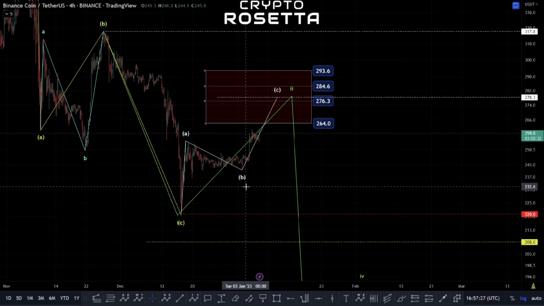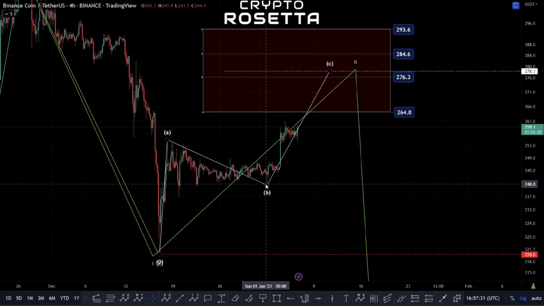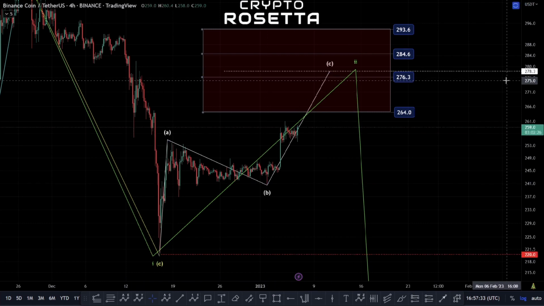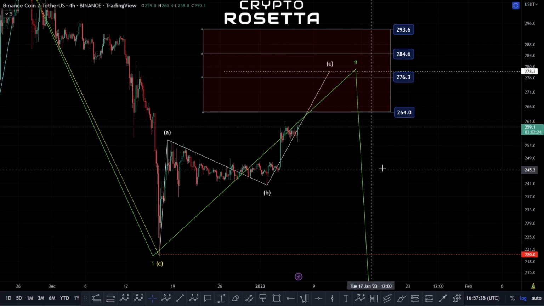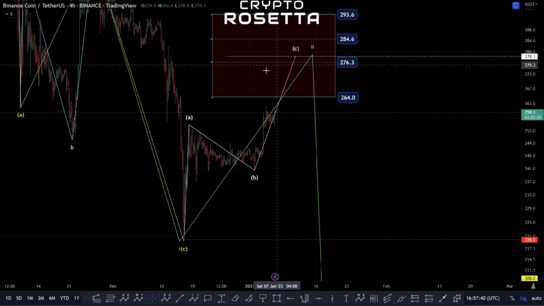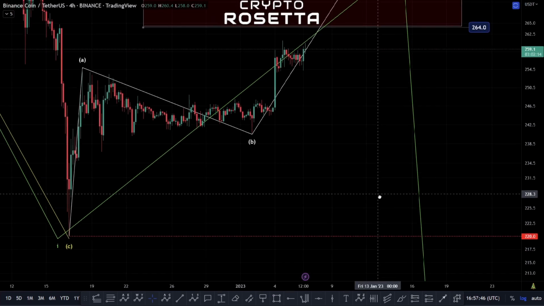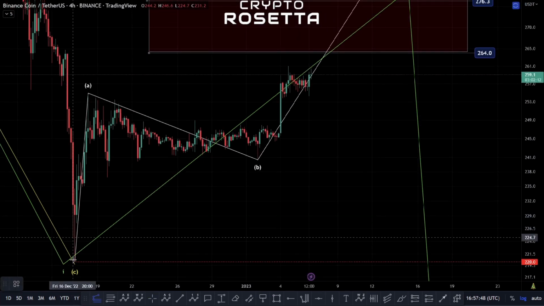So the 1-to-1 of this A wave, that is the length of this A wave transposed up from the bottom of this B wave, takes us up to this 287.3. So this could technically be a completed ABC to the upside, which, if this does play out, we could look to move as high as this. Though we also need to talk about the fact that we don't have to move to that 1-to-1.